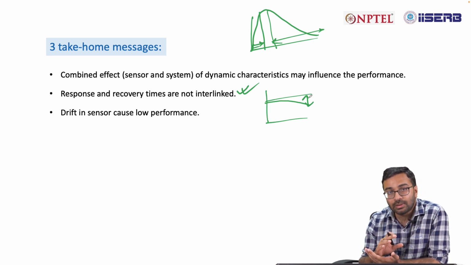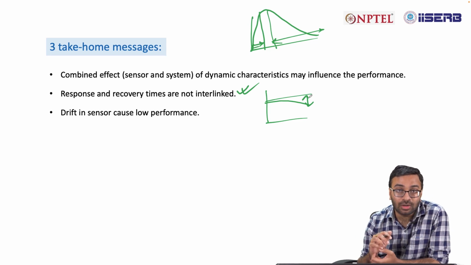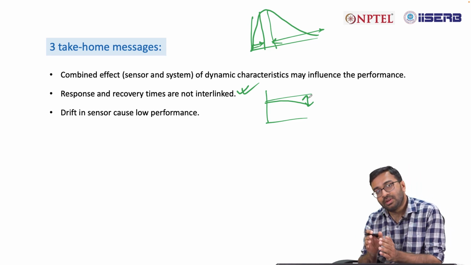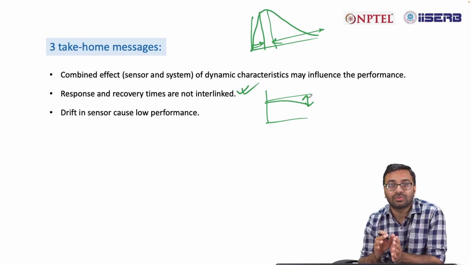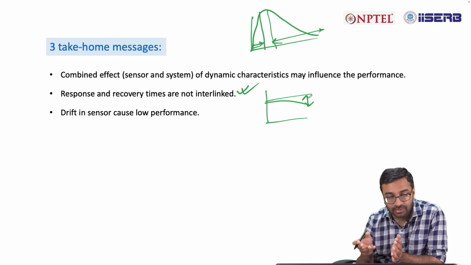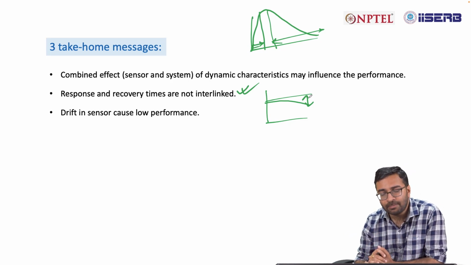And what are the reasons behind the drift? The reason could be degradation in the material, active material, degradation in electrodes. There might be a problem with excitation as well. It's not something which is very specific to the sensor. At the system level also you may find there are some issues which can lead to a drift, but for the time being let us consider the sensor only.